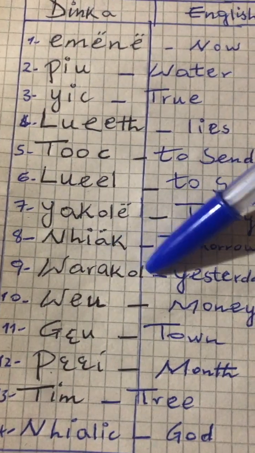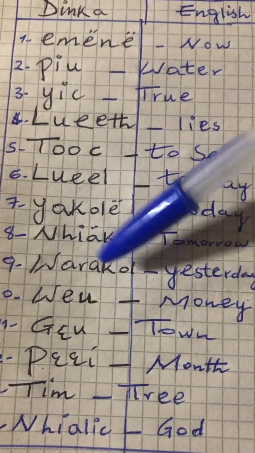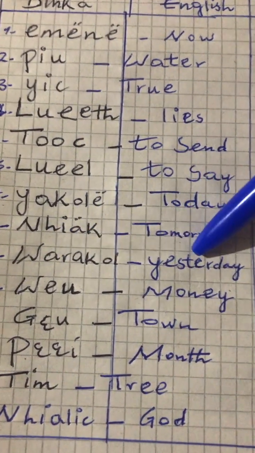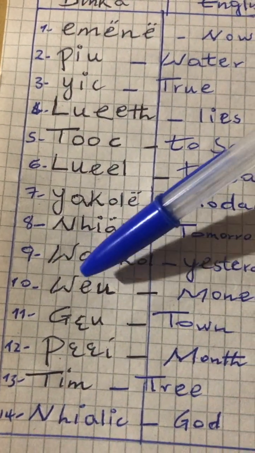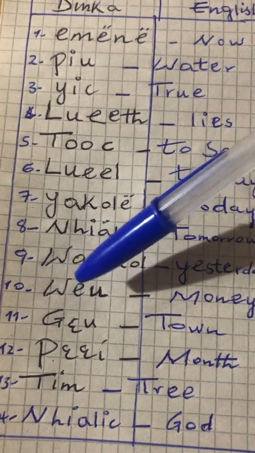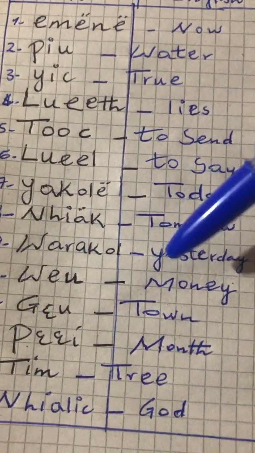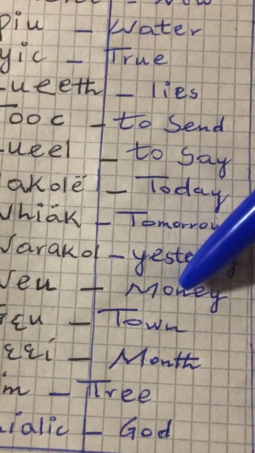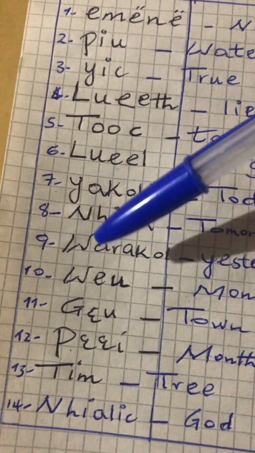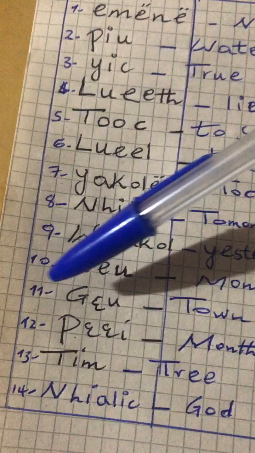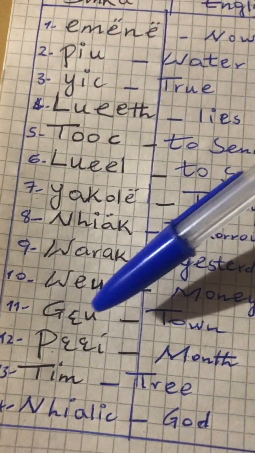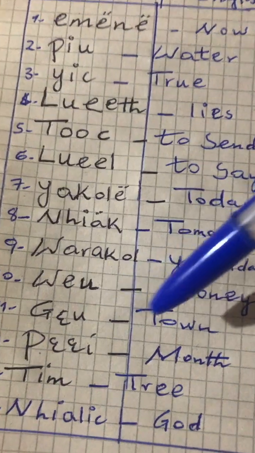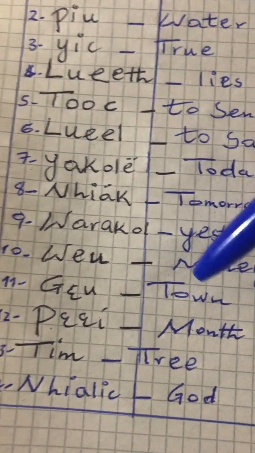Number 9, warakol. Warakol means yesterday. Yesterday. Number 10, weu. Weu means money. Money. Money means weu in Dinka. Number 11, geu. Geu means town. Town.